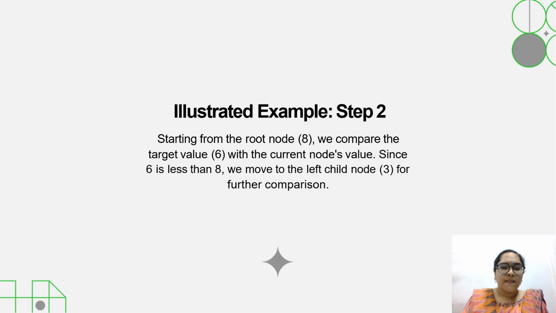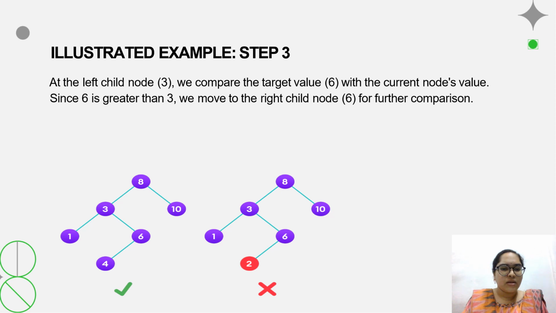Now, starting with the root node 8, we compare the value 6. 6 is not equal to 8, so we check if 6 is greater than or smaller than 8. We know that 6 is lesser than 8, so we move to the left node, that is 3. Here you can see the left node is 3, so we compare 6 with 3. 6 is not equal to 3, so we check whether 6 is greater than 3 or smaller than 3. We know that 6 is greater than 3.